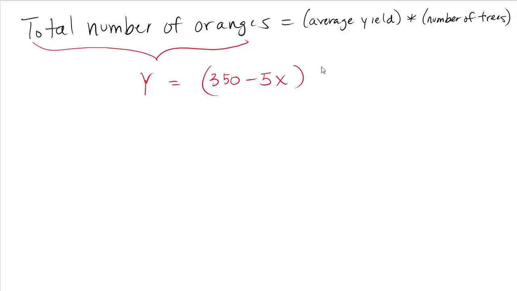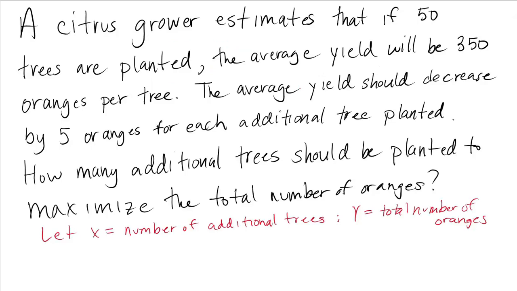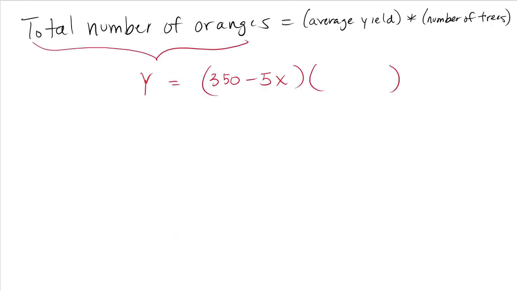Now we need an expression for the number of trees. I think this one will be a little bit easier. In the estimate, we're assuming they'll plant 50 trees. But we're going to increase that by X trees. See if you can come up with an expression for the number of trees if we're starting with 50 and increasing that by X. Yeah, that one's a little bit easier. That's 50 plus X. Again, if they were planting 51 trees, then X would be 1. We would multiply that by the 345 oranges per tree, and that would be the total yield.